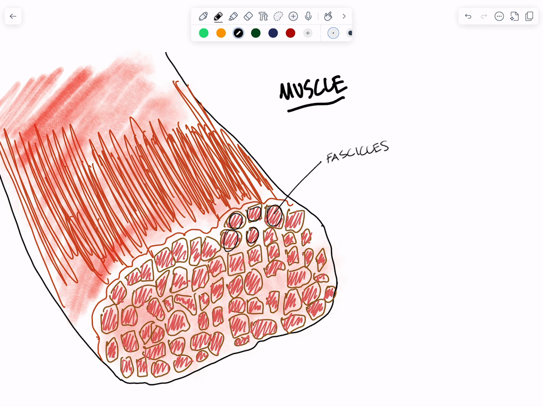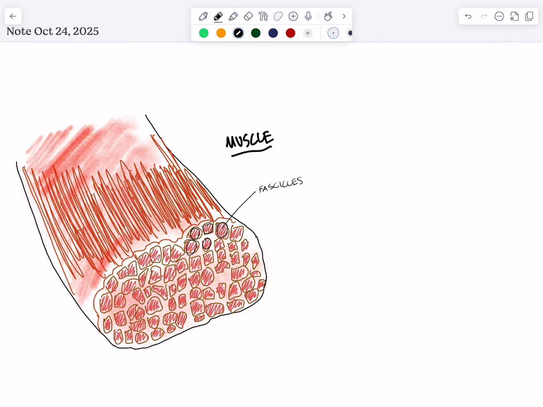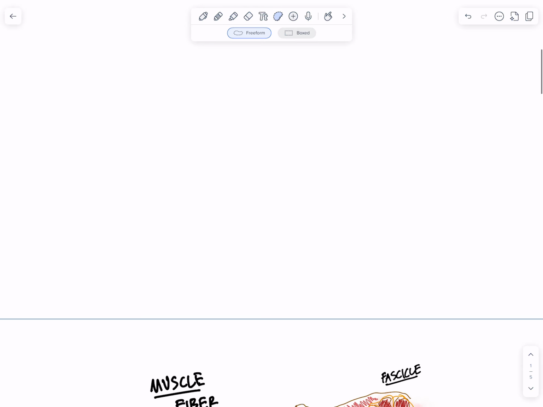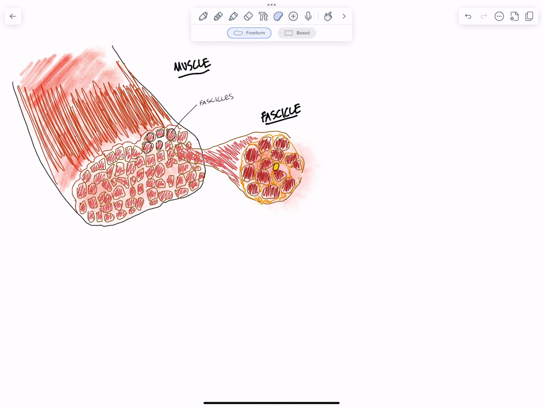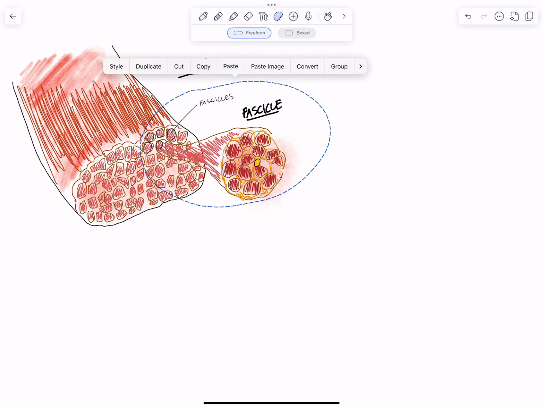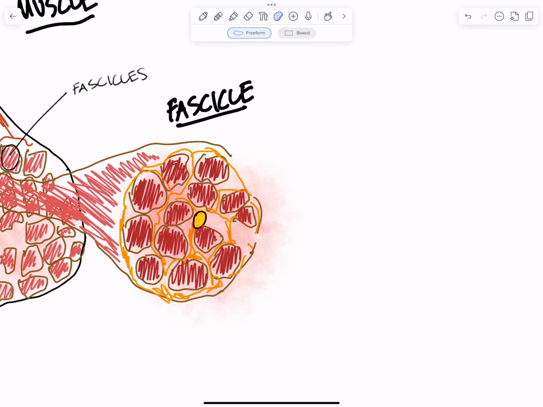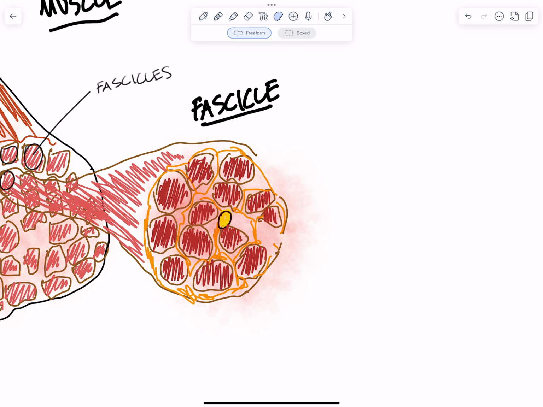Now let's imagine that we just take one of these fascicles and pluck it out. What would that look like? Let's grab our fascicle. If we took one of our fascicles and plucked it out, this is what that would look like. I want you to take a look at the structure of a fascicle. It looks very similar to the muscle. Only thing is that these circles here are not fascicles. This entire thing is a fascicle, but these smaller circles here are called muscle fibers.